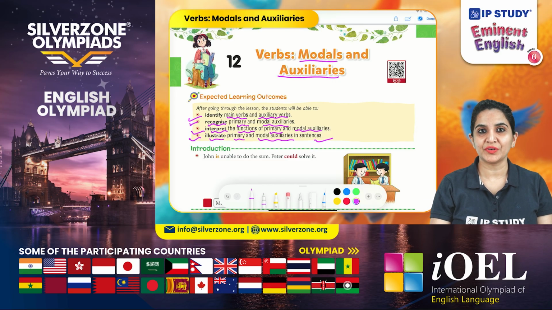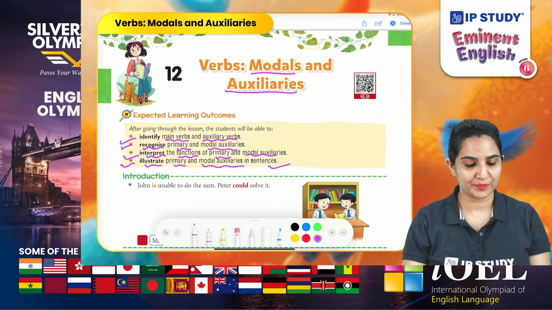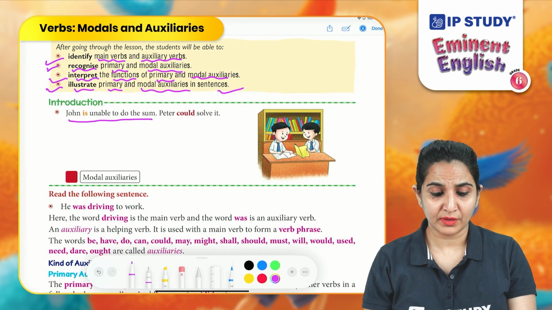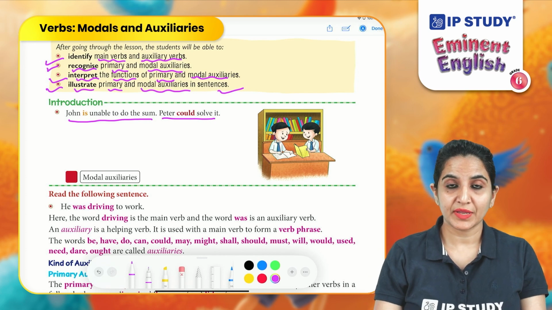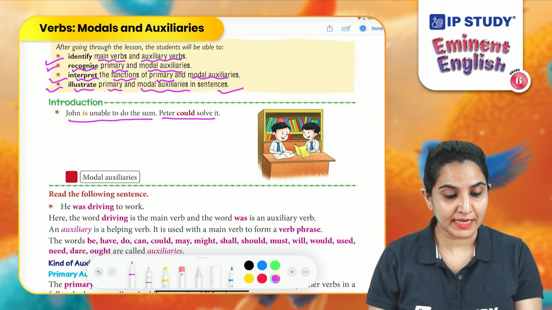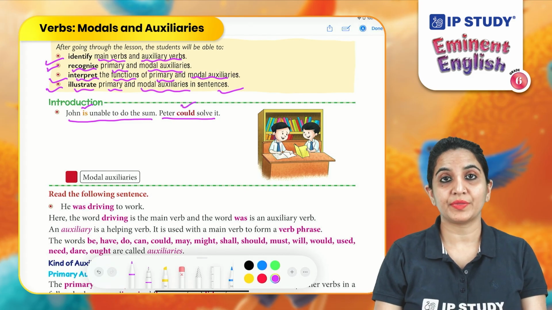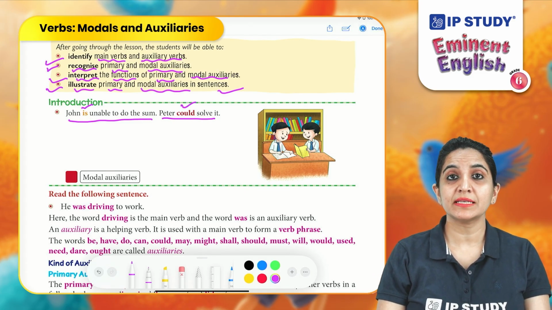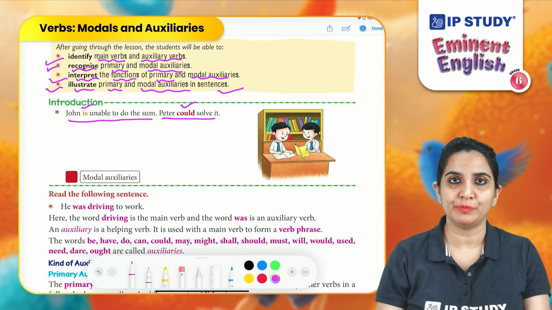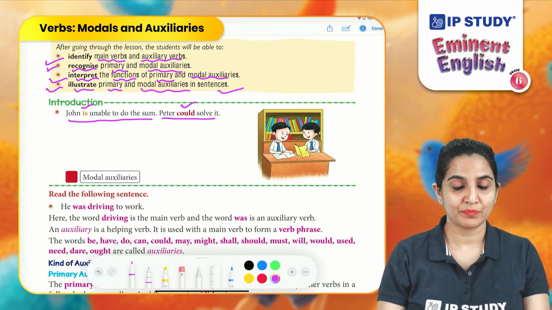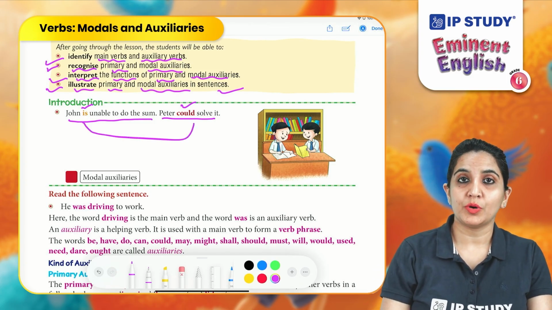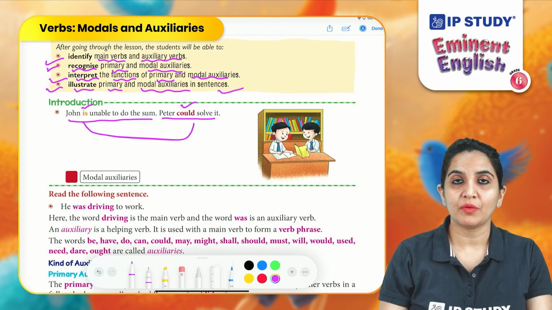Before we discuss further, let us understand with this example. John is unable to do the sum. Peter could solve it. Now in these two sentences, the words is and could are verbs because they are showing some action or the state of being in these two sentences. Now these two are specially called the modal auxiliaries and helping verbs.